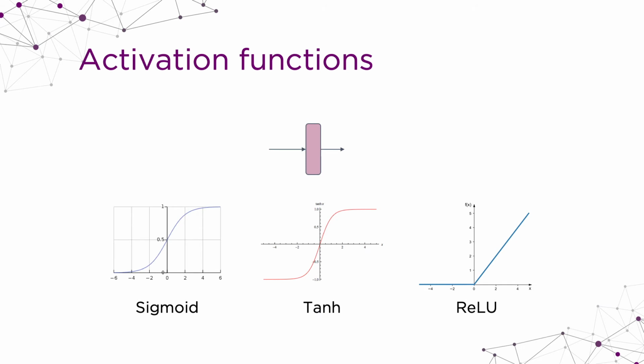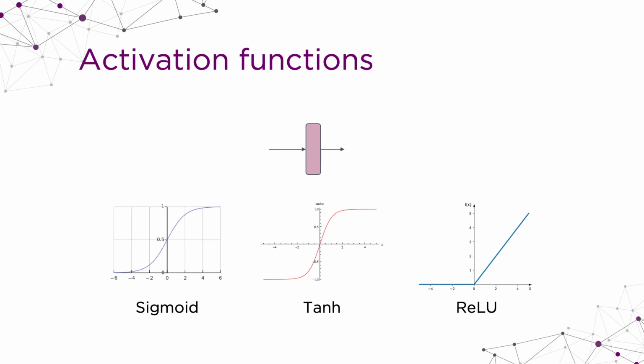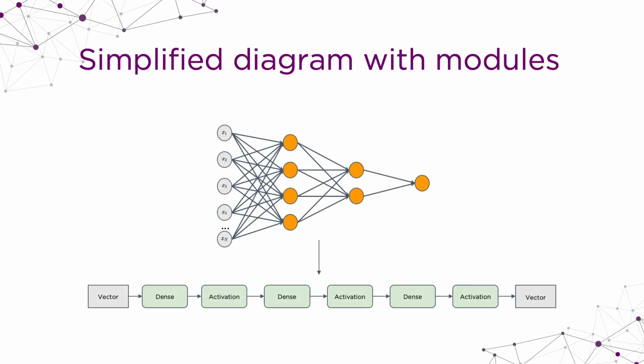Also, the activation function can be encapsulated in modules. So here I was using these yellow dots to represent that this module has parameters, but the activation function doesn't have any parameters. The parameters of the dense module are the values of the weights, over the connections. But an activation function doesn't have any parameters.